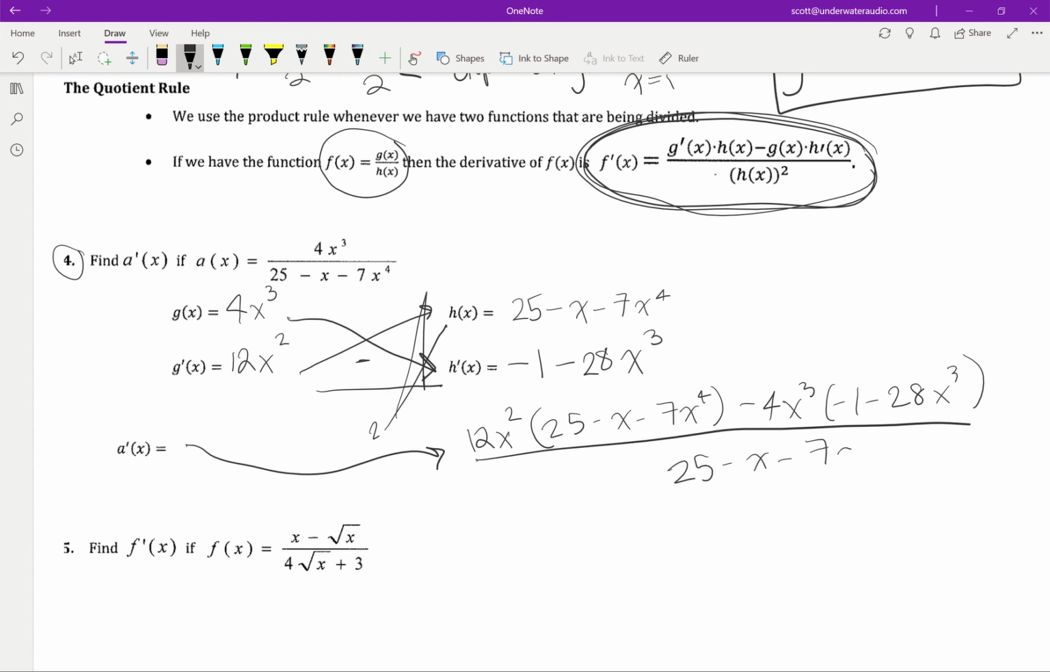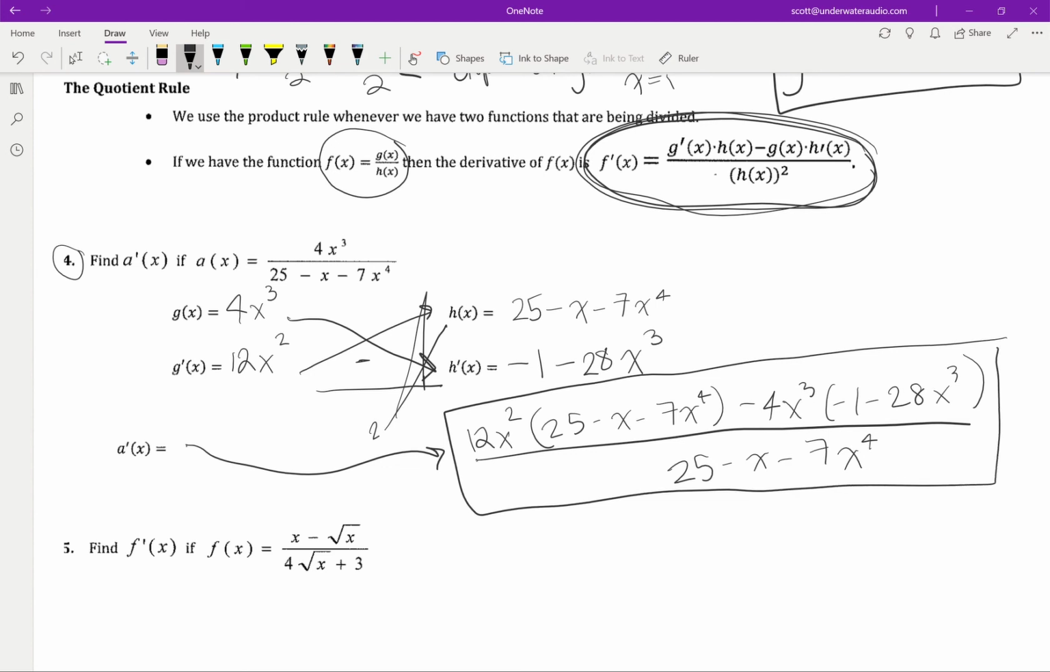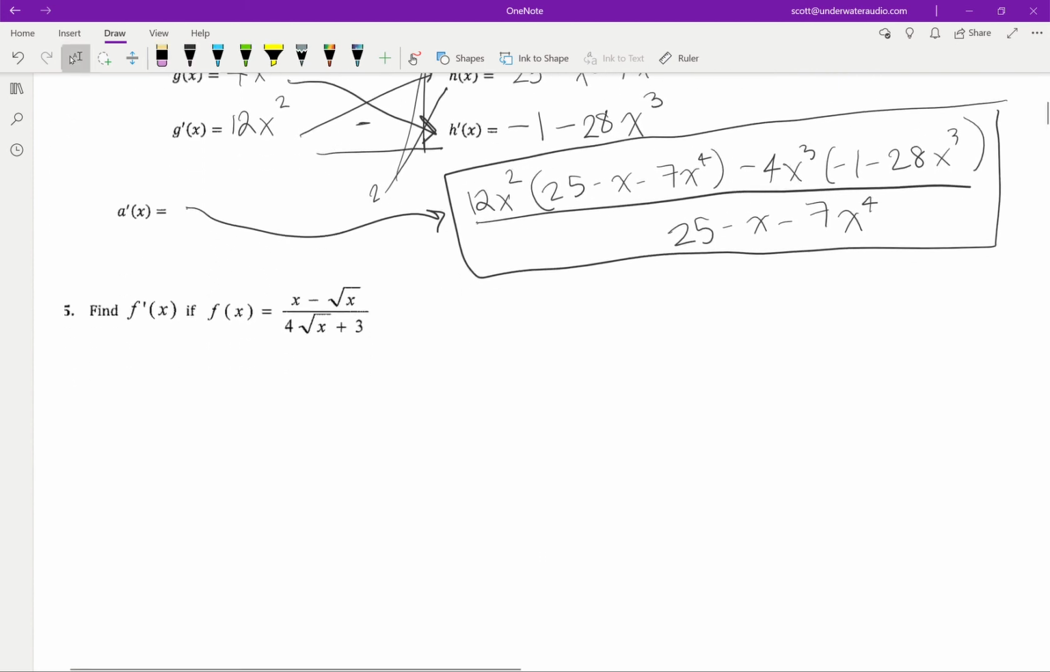So the nice thing about this kind of problem is that it's mostly just following the rules. If you're struggling with this, I recommend reviewing function notation, because that might be why you're having a hard time. So I'm going to pause again here, and we'll pick back up with number 5.